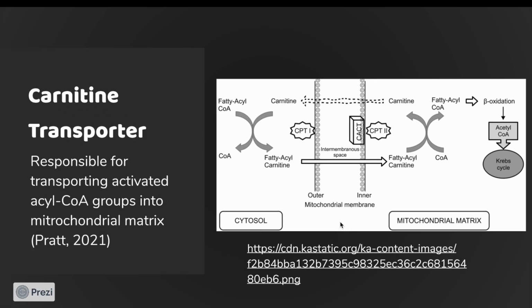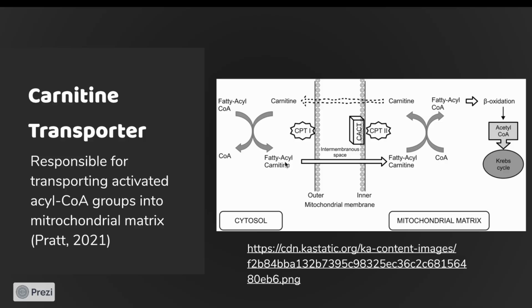Which brings us to the carnitine transporter. So this is responsible for transporting activated acyl CoA groups into the mitochondrial matrix. So this is how it works. So this is us in the cytosol, and we have this fatty acyl CoA that's been activated. So what the carnitine does is it displaces the coenzyme A, and it grabs that fatty acyl group, and bam, now you have fatty acyl carnitine.